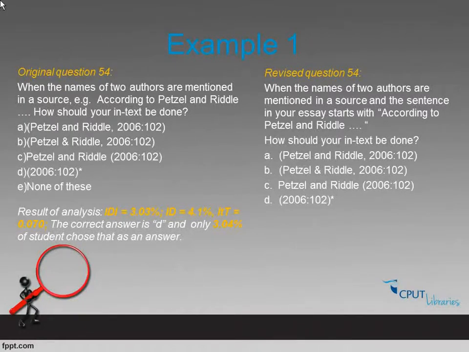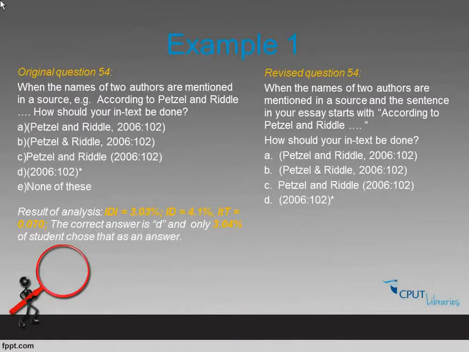It said here, and this was testing referencing, when the names of 2 authors are mentioned in a source, for example, according to Petzel and Riddle, how should your in-text be done? Now we all know when the authors are mentioned in the sentence, you just add in brackets 2006 and the page number, for instance. You don't mention the authors again in the brackets because it's in your sentence. It depends on how. So I realized that the students were confused by this and they didn't understand what I was asking them. So I revised the question and I did this.